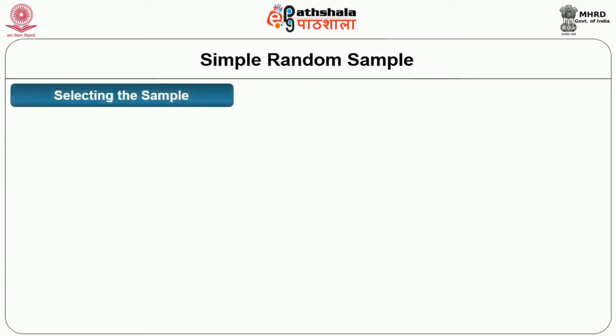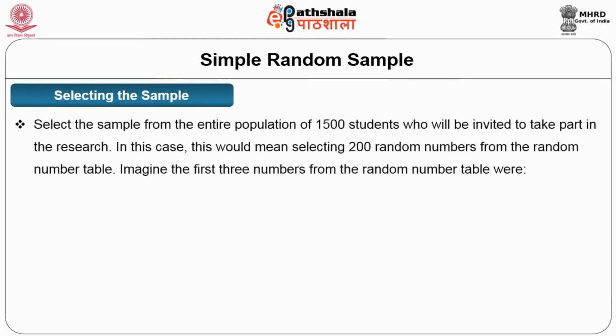The last step is selecting the sample. Finally, we select the sample from the entire population of 1500 students who will be invited to take part in the research. In this case, this would mean selecting 200 random numbers from the random number table.